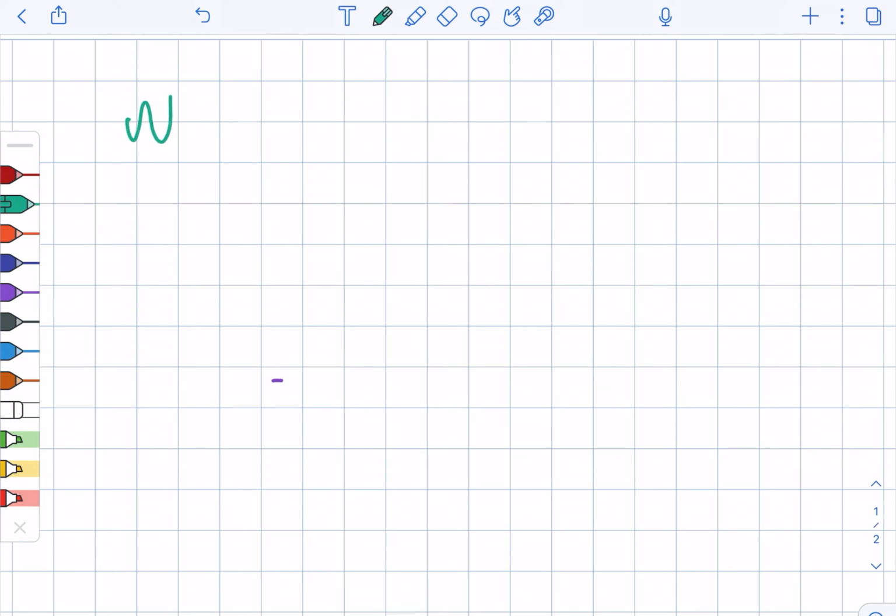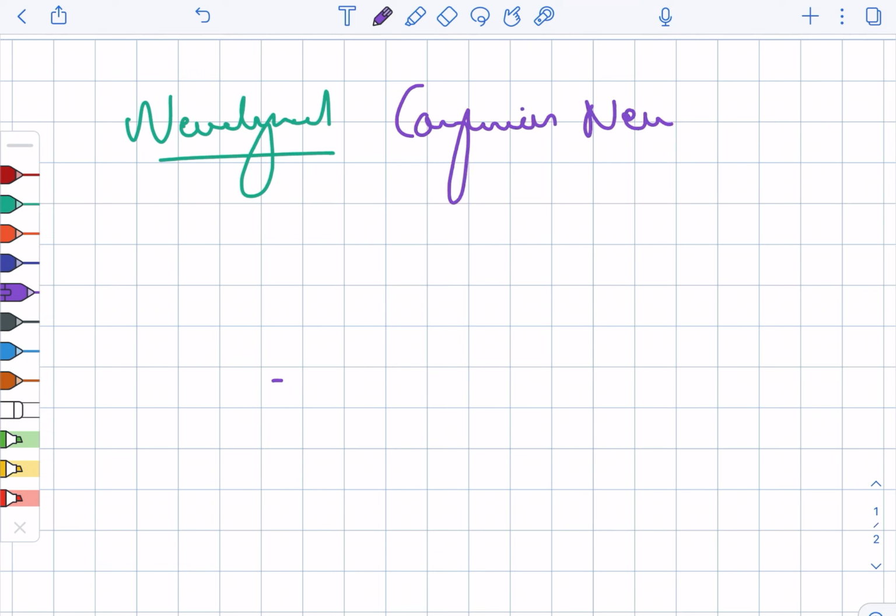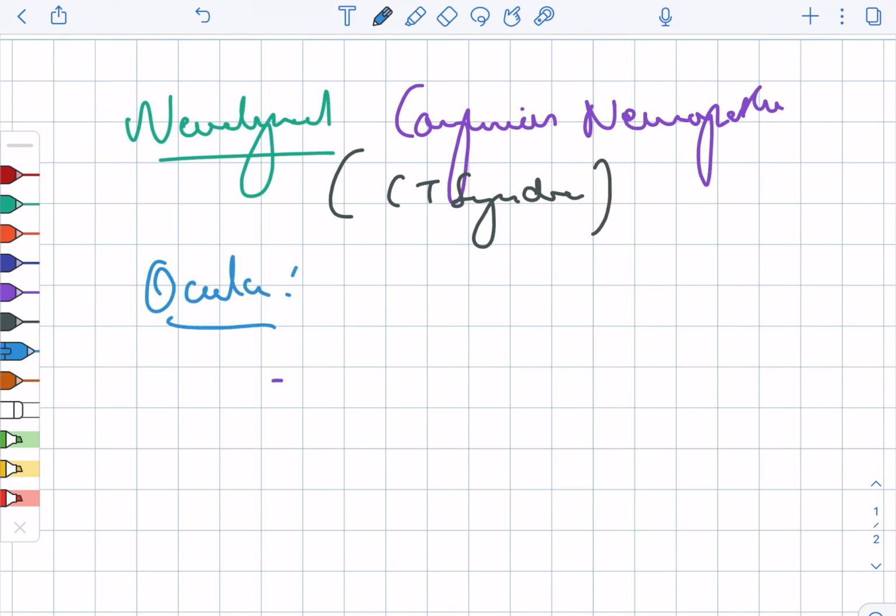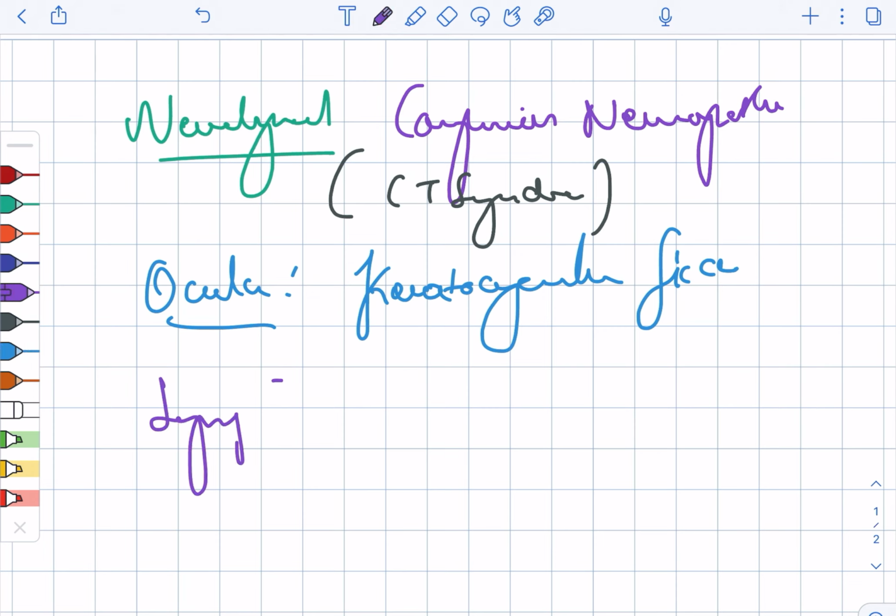Then we are looking at the neurological manifestation. In case of the neurological manifestation, it involves compression neuropathies, and this involves carpal tunnel syndrome. Next, looking at the ocular manifestation, it can include keratoconjunctivitis sicca.